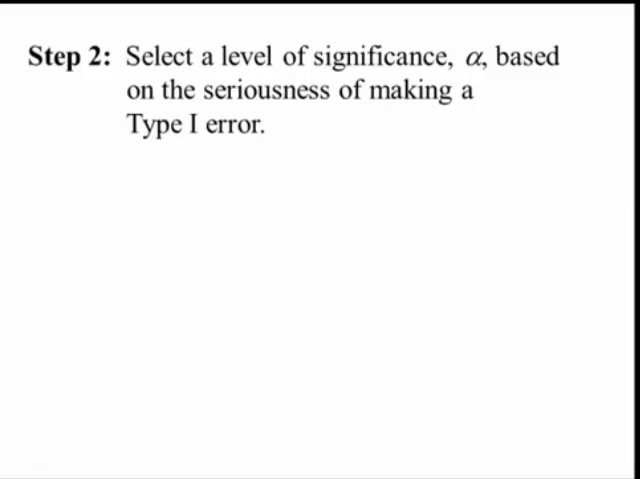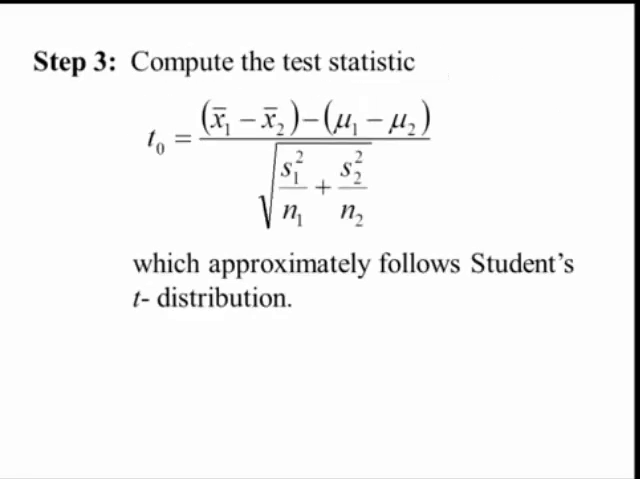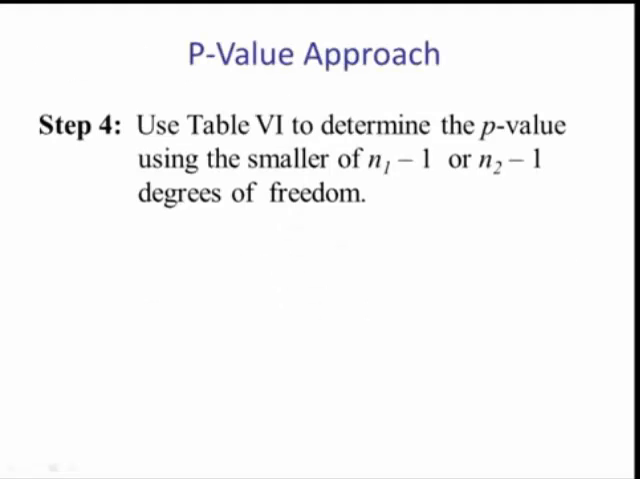Step 2 is our level of significance, the probability of making a type 1 error. Step 3, this is our test statistic, and this test statistic follows a student t-distribution. Step number 4, using the p-value, we use table 6 to determine the p-value, or better yet, we will let Minitab or StatCrunch compute the value of p.